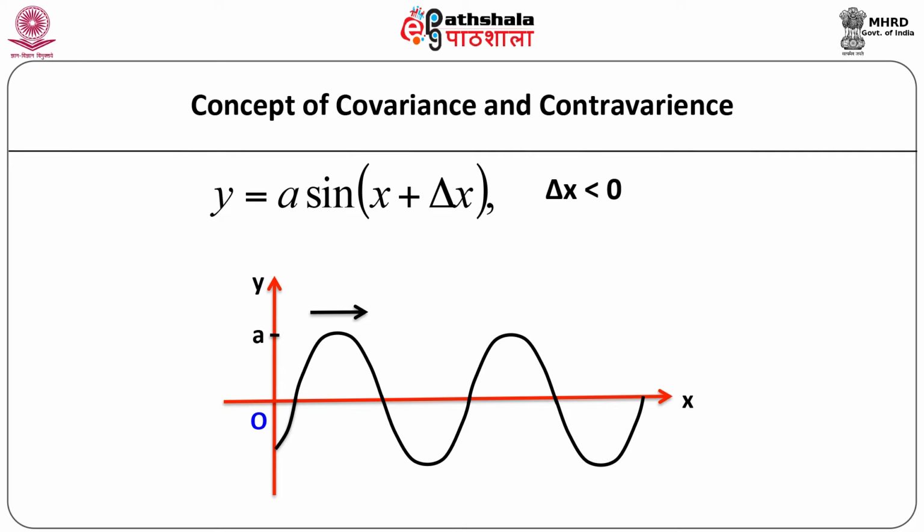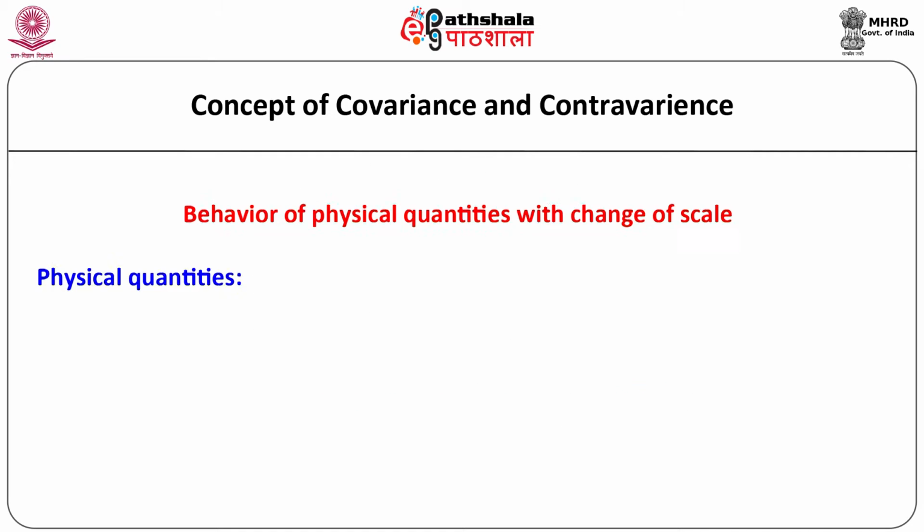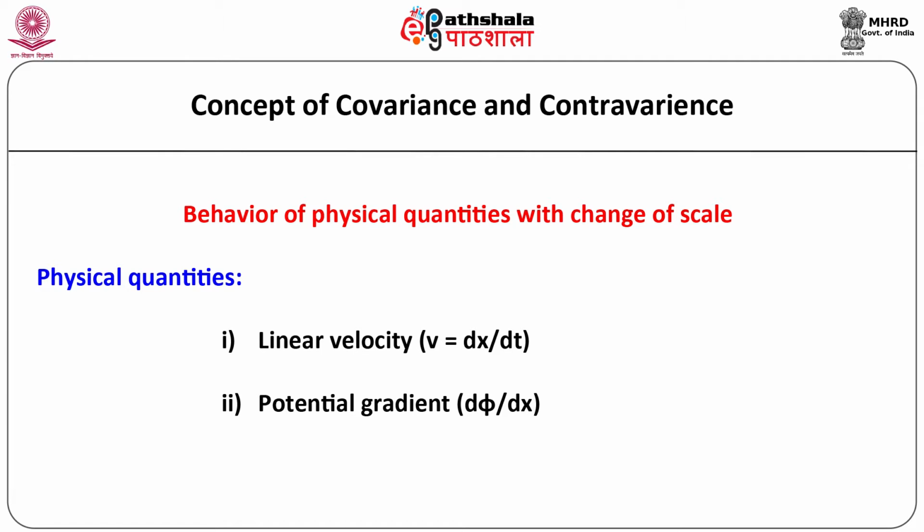Now the question is, if we have an algebraic function showing such behavior, can we not find vector quantities showing such behavior? The answer is yes, definitely yes. In support of this, let us discuss two physical quantities, namely linear velocity v and the potential gradient dφ/dx. For simplicity in understanding, let us consider the quantities in one dimension only.